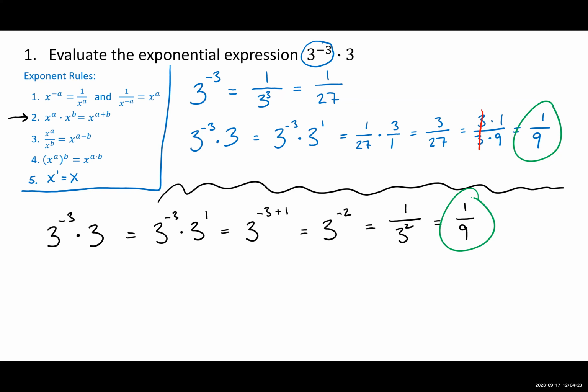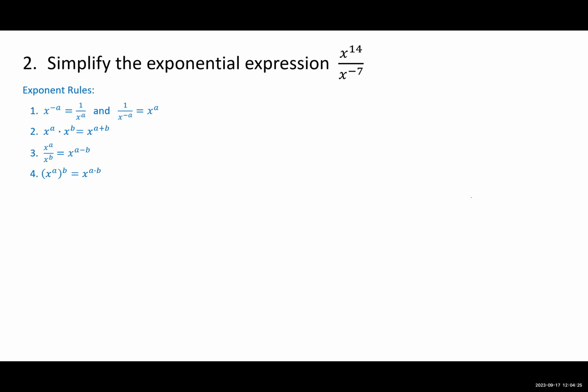All right, similar problem. Let's look at number 2. All right, we've got x to the 14th divided by x to the negative 7th. And that looks like this one that I just highlighted. Same base. x to the a divided by x to the b. So in this case, the a is the 14.